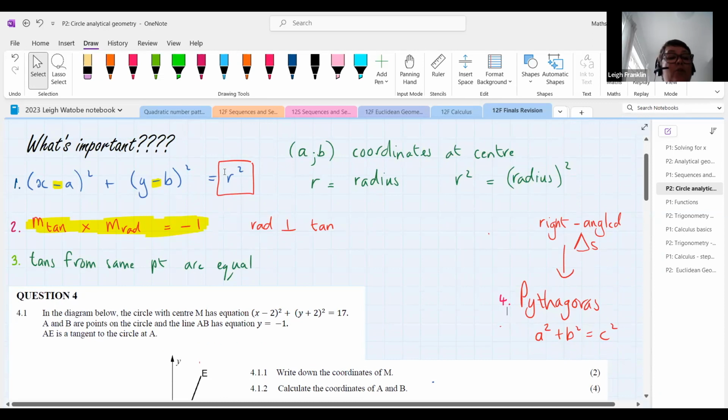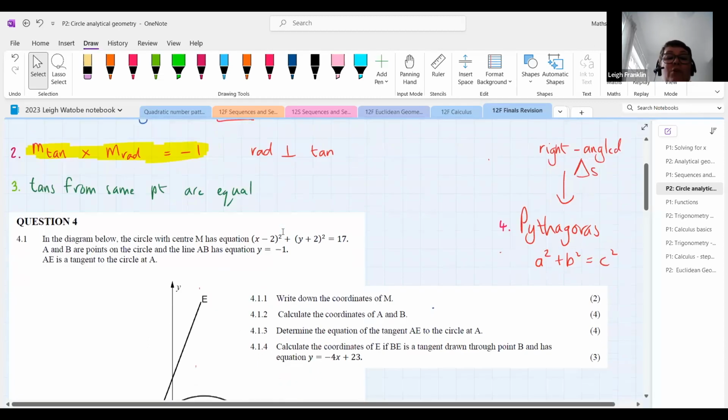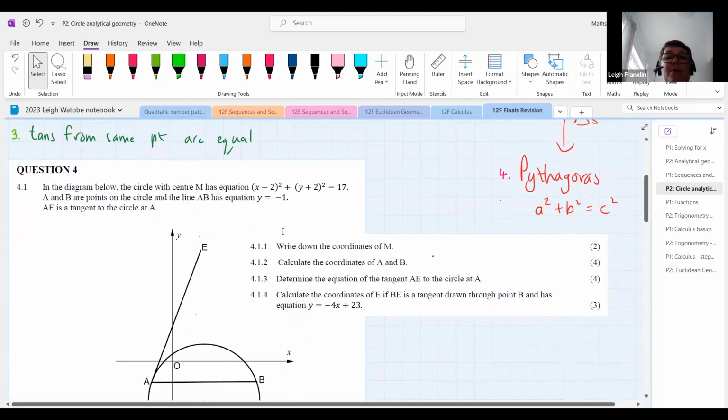The equation of a circle where A and B are the coordinates at the center and R represents the radius of the circle. The gradient of the tangent times the gradient of the radius is -1, so we can always use this to calculate the gradient of a tangent if we need to, if we know what the gradient of the radius is. Tangents from the same point are equal, and do not forget about the theorem of Pythagoras.